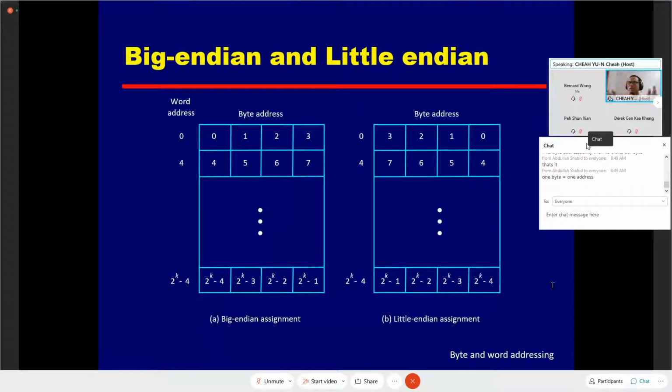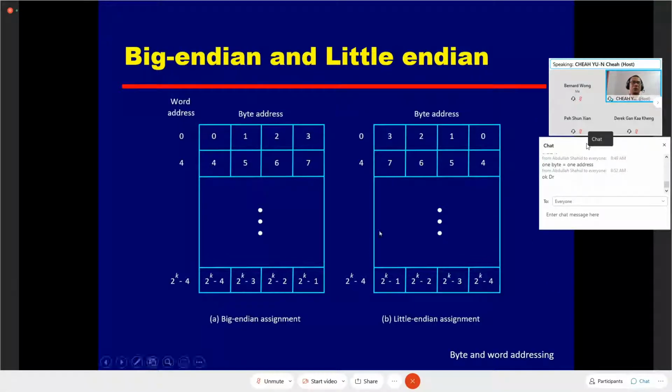Shahid, this byte addressability is about assigning addresses to bytes. That's all. Don't go into the issue about 8 bits, 1 byte. Just remember, every byte has an address. That's all it means by byte addressability.